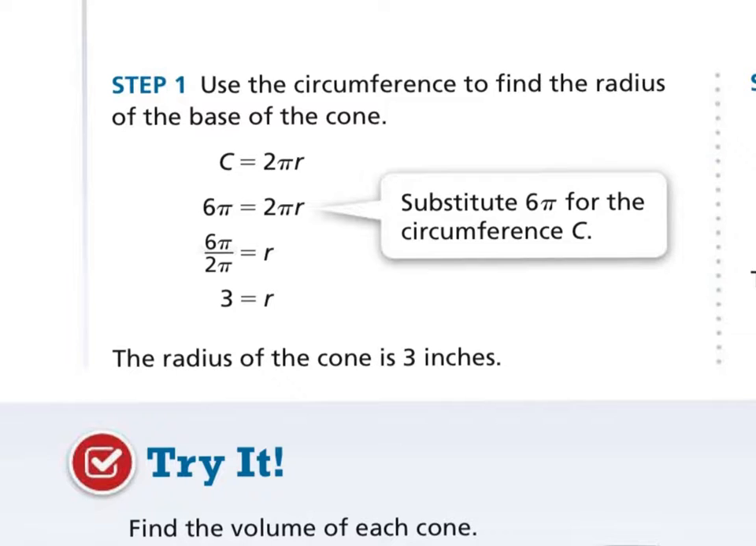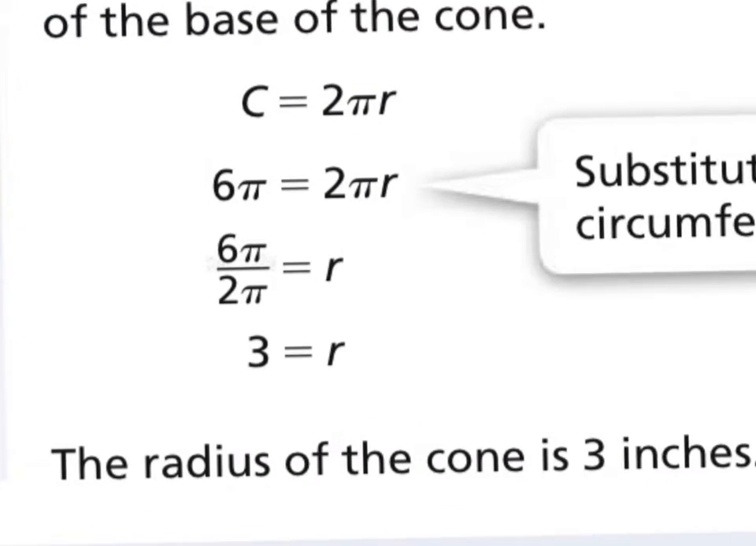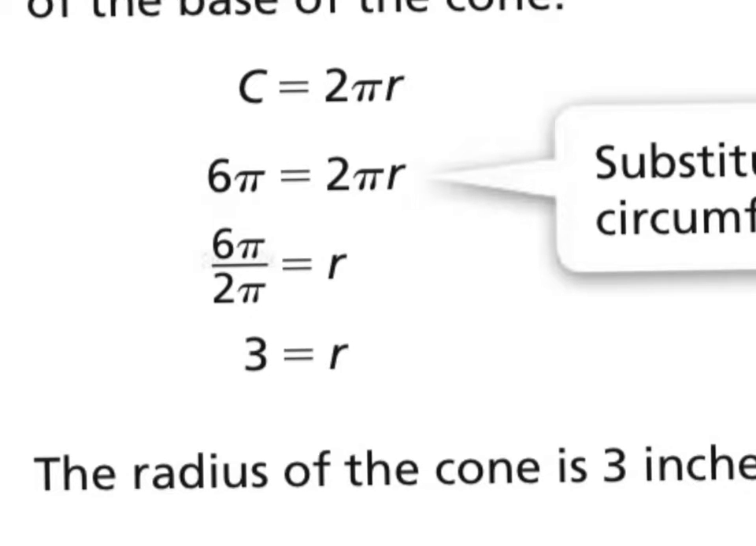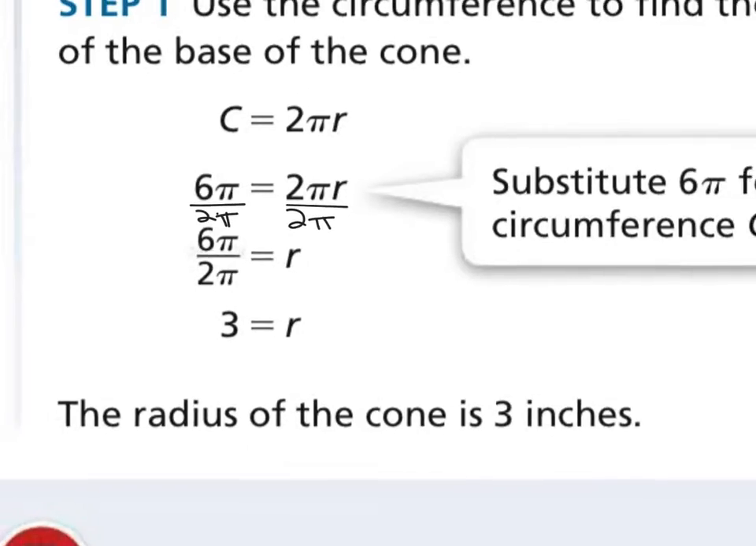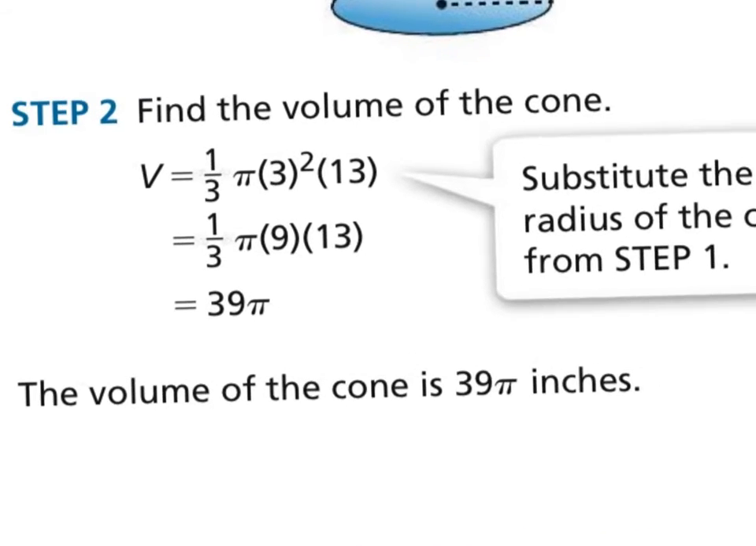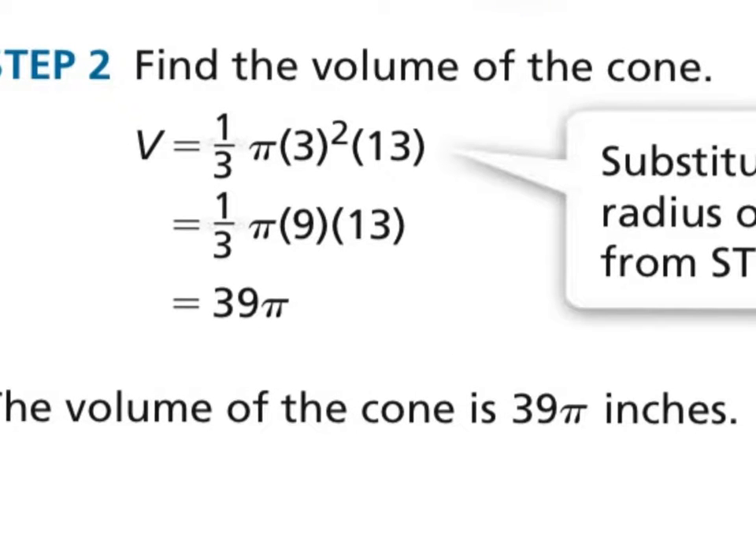Anyway, circumference was 6 pi. One of our formulas for circumference is 2 pi r. So what they did there, the radius was being multiplied by 2 pi. They divided by 2 pi on both sides. Again, they're not necessarily showing this the way we would normally show it. Divide by 2 pi on both sides, and then 6 pi divided by 2 pi would be 3. So that tells us the radius is 3 inches. And now we can substitute that in our formula and get the volume is 39 pi.